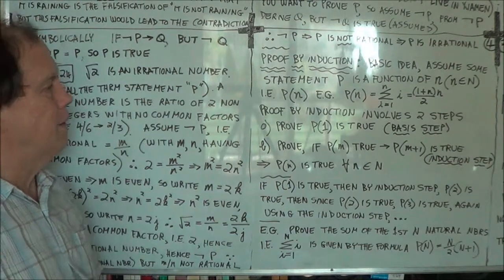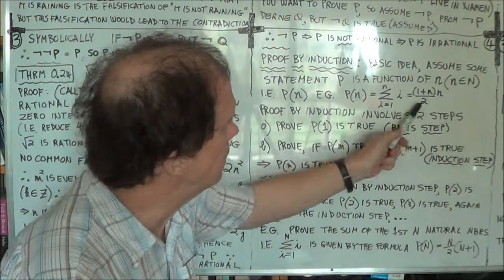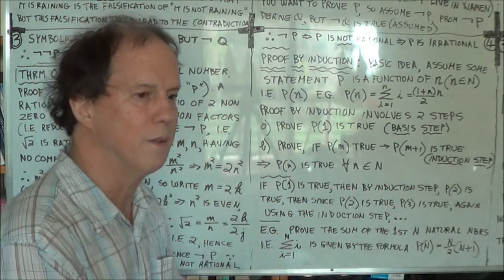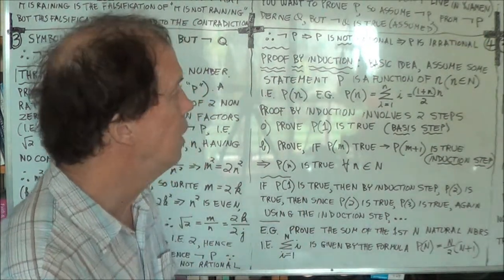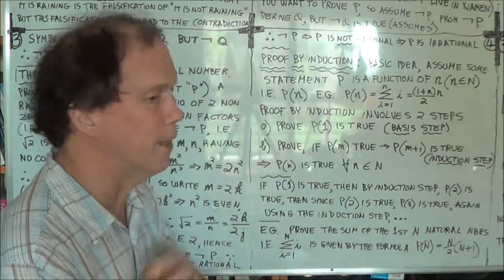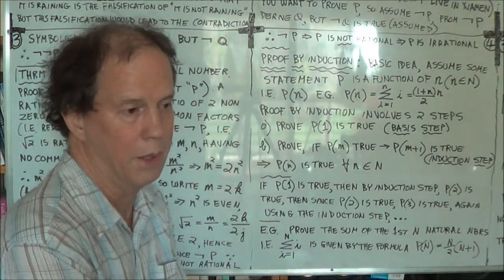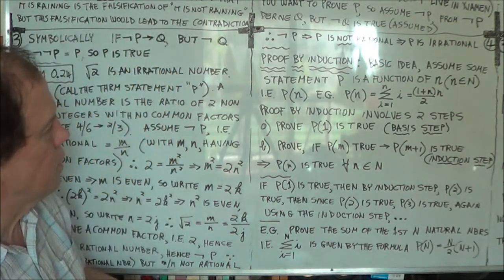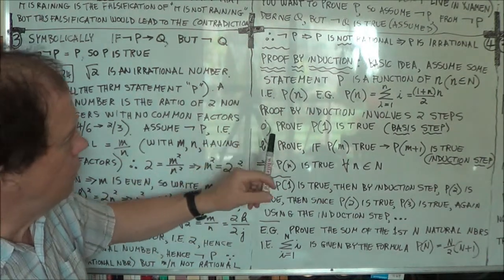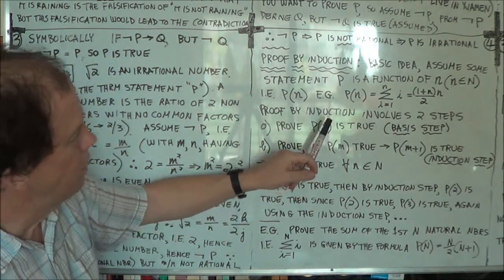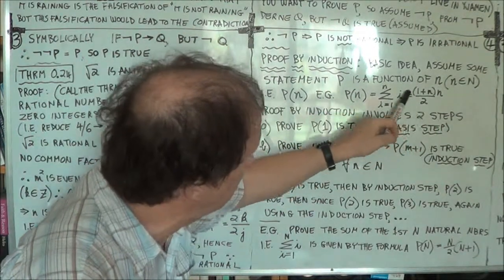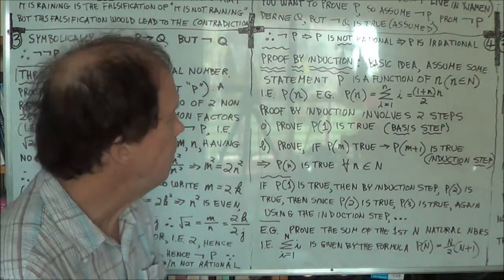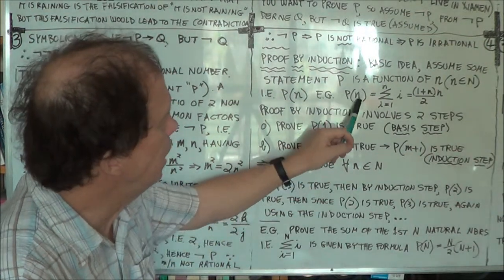So how does it work? We'll use this concrete example as the vehicle to show you step by step how to do a proof by induction. Now, as I was saying, it's a two-step process. So first, you prove that this is equal to this formula when n is 1. So you show that P of 1 is true.